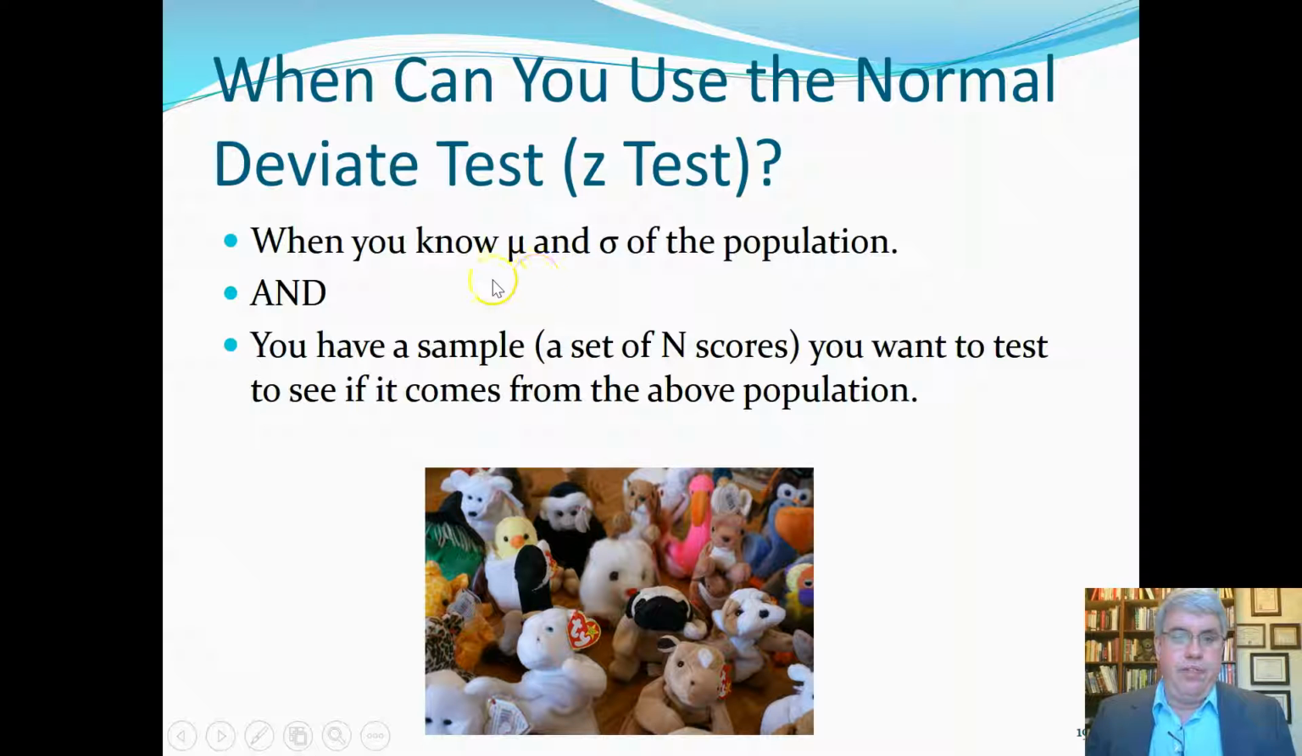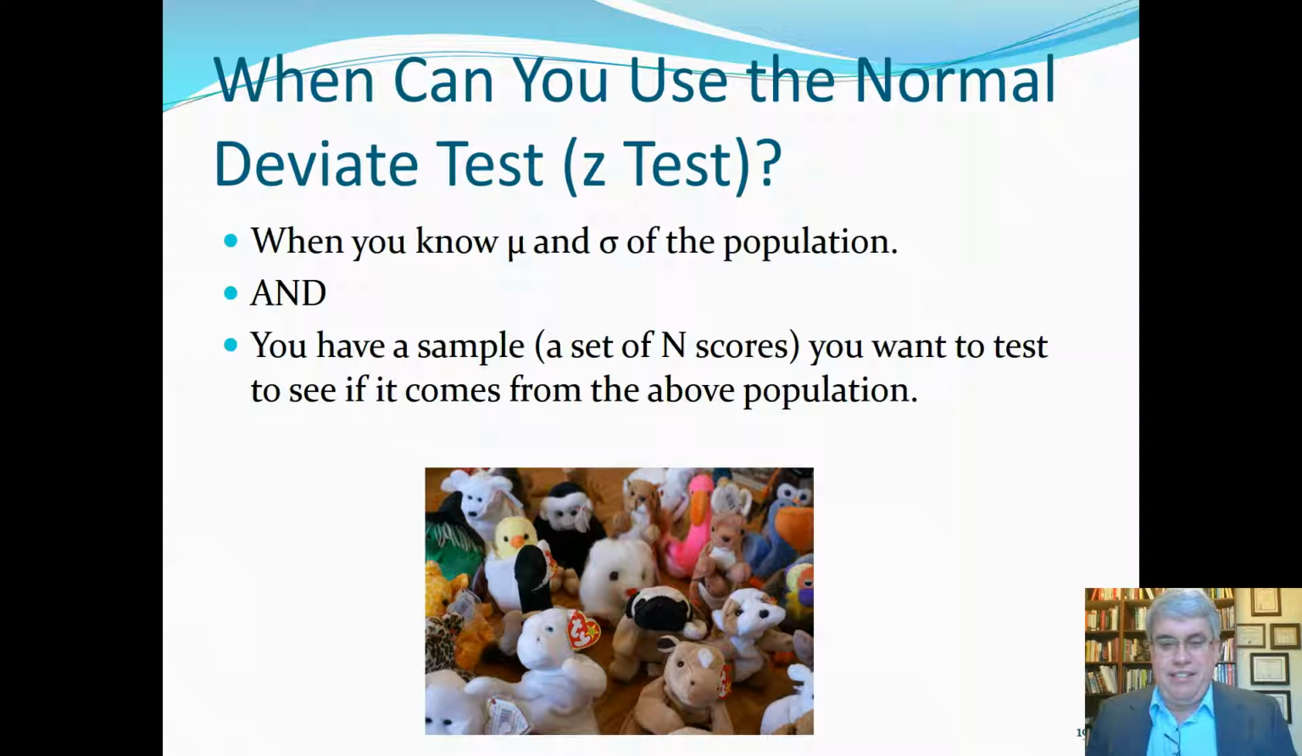Now, this seems like it would be something that occurs fairly often, but actually, very rarely do we have the standard deviation of the population. So the z-test is mainly taught because it's the easiest of the inferential tests that we're going to be looking at. We're going to see later that the t-test is far more common because you don't need to know the standard deviation of the population. But we're starting off with the z-test because it's conceptually the easiest.